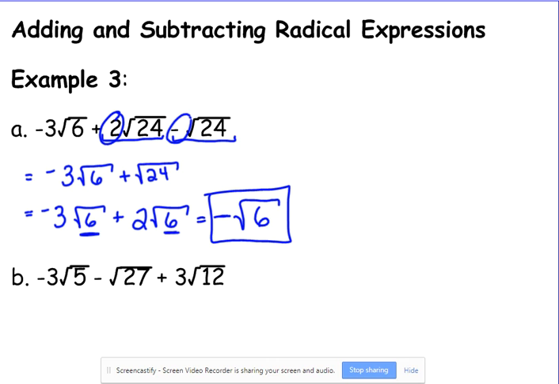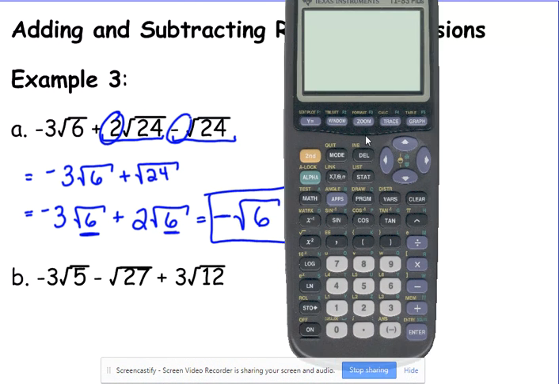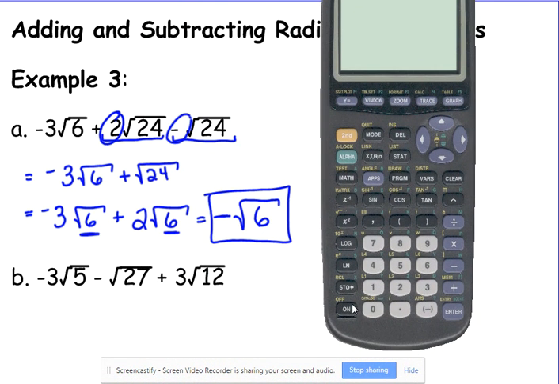Now, you can use your calculator to confirm. You can't really use it to give you the answer because when you type this in, it will give you an answer, but it's going to be in decimal form, and the answer that I'm looking for needs to be in square root form. Okay, now be careful when you're typing it in. Make sure you close your parentheses at the end of every square root, but we can confirm whether or not that is equal to the negative square root of 6.